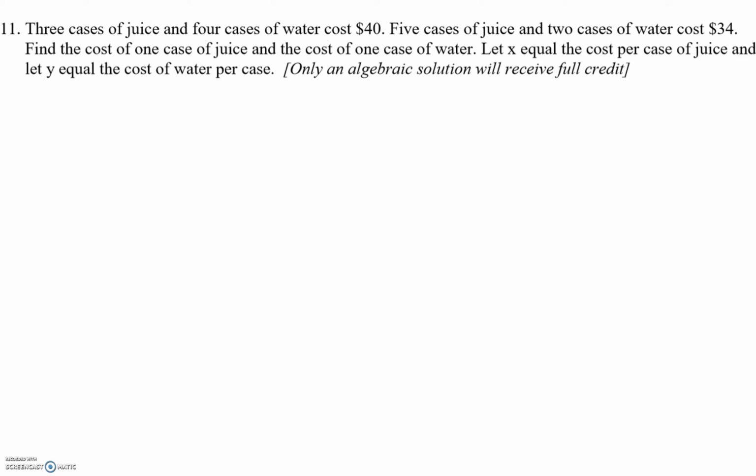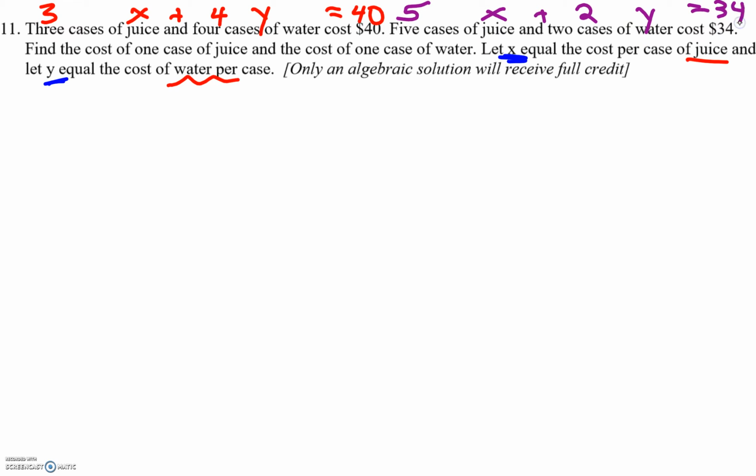All right, so after you read over question number 11, you should notice that there are two variables that they give you because there are two unknowns. In addition to those two variables and two unknowns, you should notice that there's two equations. The first equation is saying 3 cases of juice, which they said was X, and 4 cases of water, which they said to be Y, is $40. The second equation would be 5 cases of juice and 2 cases of water is $34.